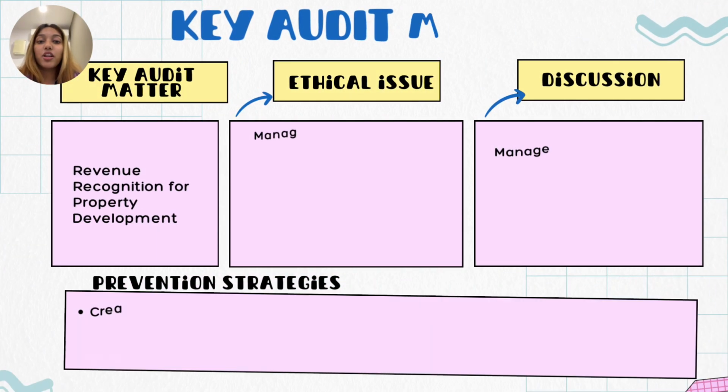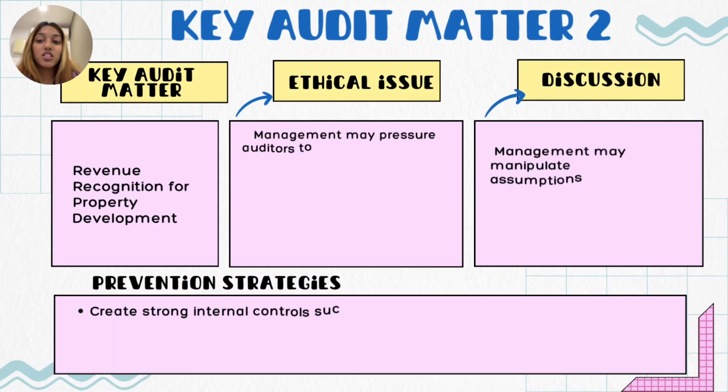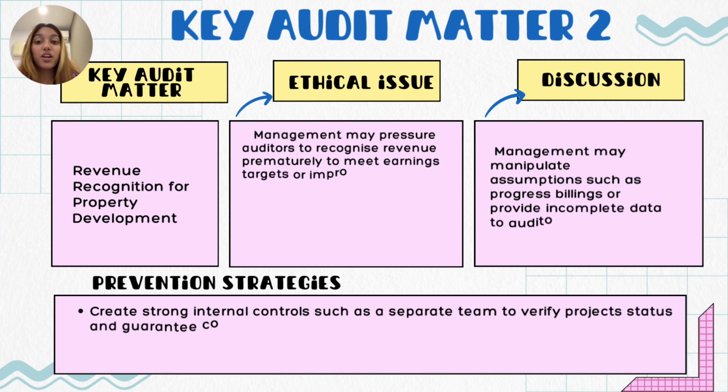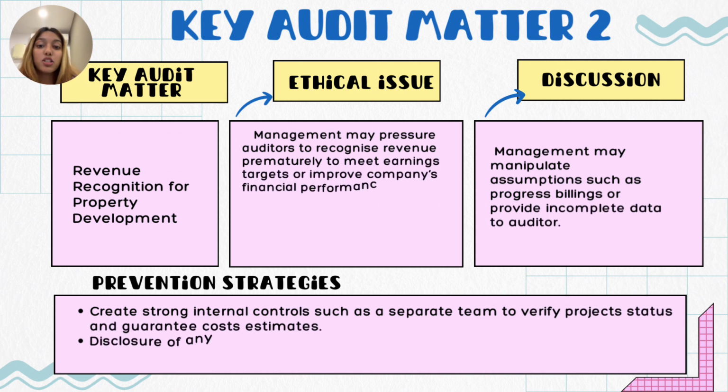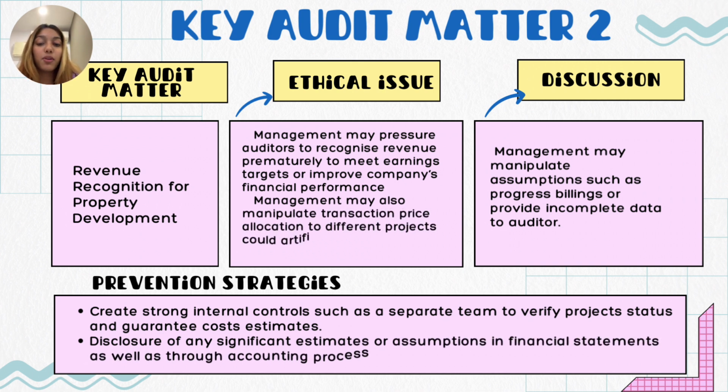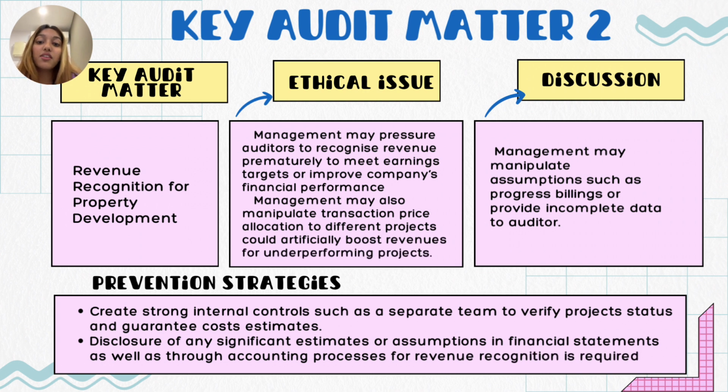The second key audit matter identified is revenue recognition for property development, and the ethical issue identified is that management may pressure auditors to recognize revenue prematurely to meet earnings targets or improve the company's financial performance. Second, management may also manipulate transaction price allocation to different projects, which could artificially boost revenues for underperforming projects.